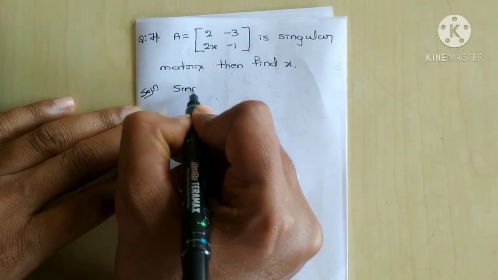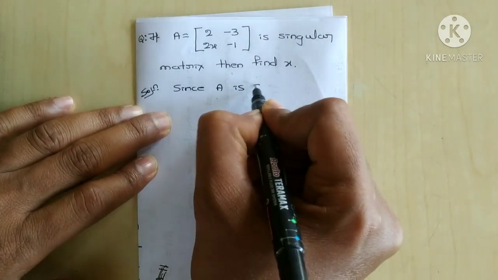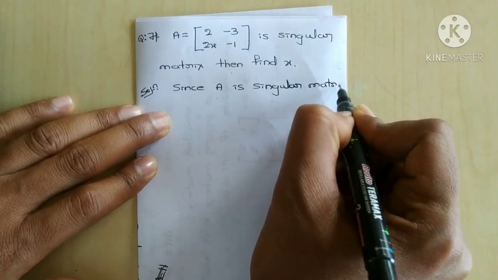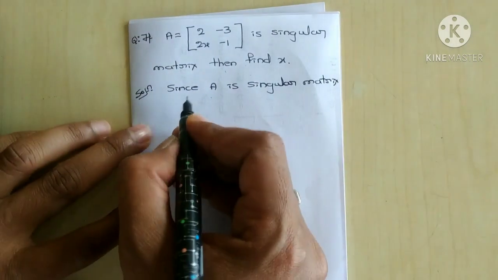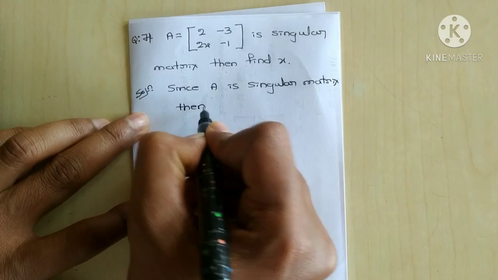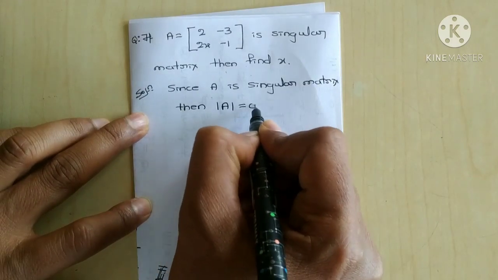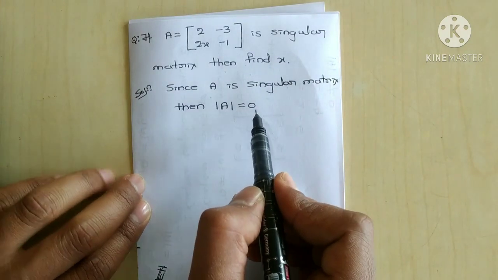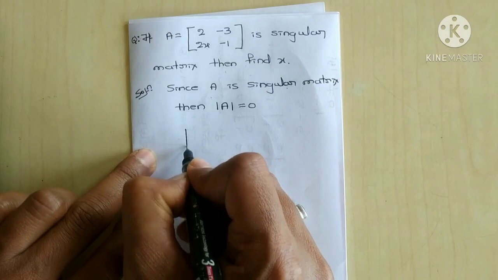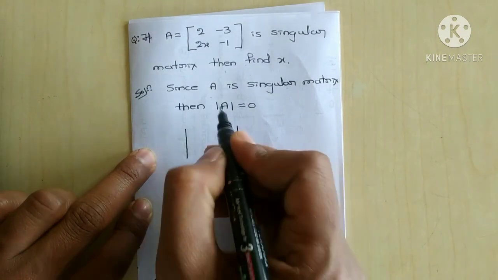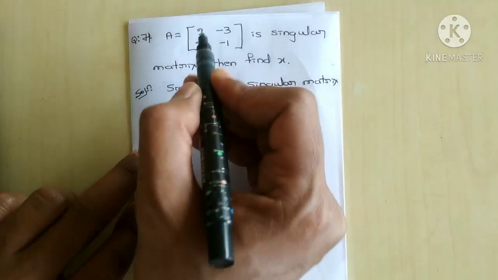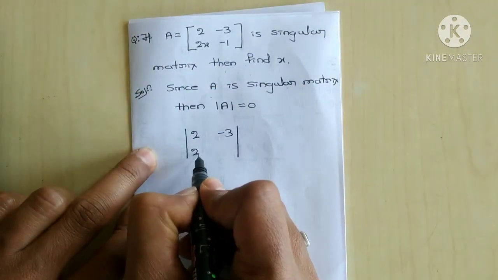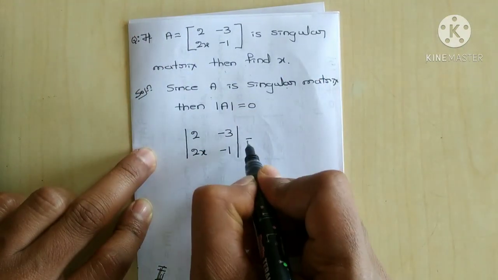Since A is a singular matrix, then the determinant of A equals 0. So this is the condition for a singular matrix. Determinant of A equals 0. Next, determinant symbol, keep it as it is. Mention the value of A. First row 2 minus 3, second row 2x minus 1, equals to 0.